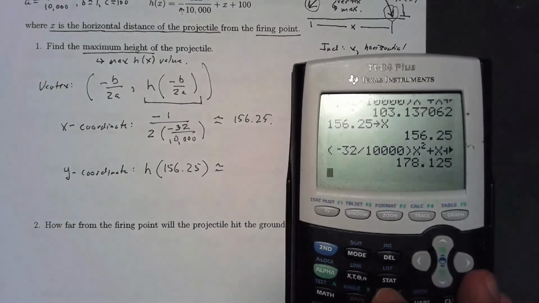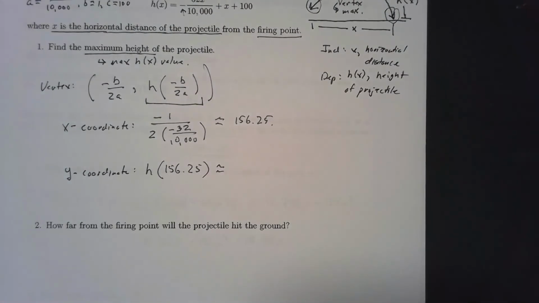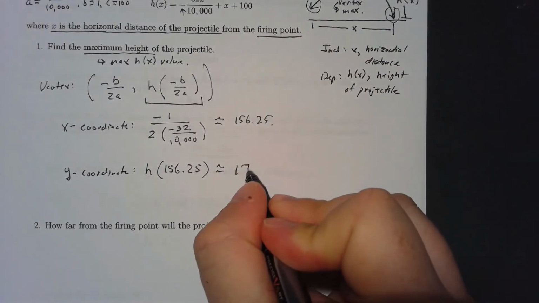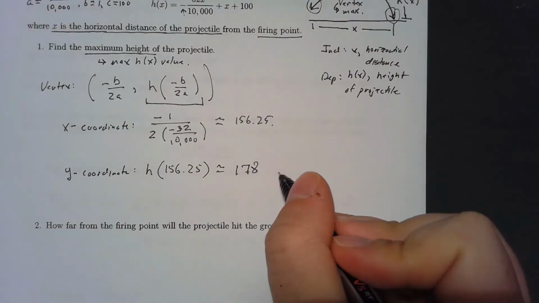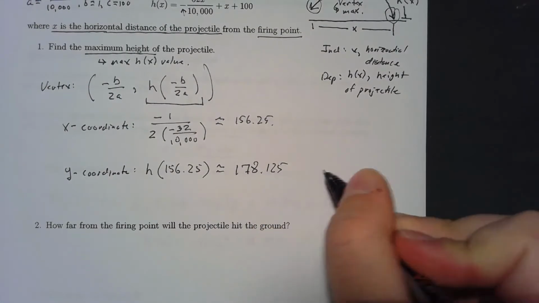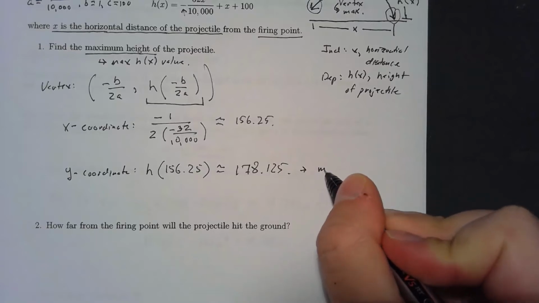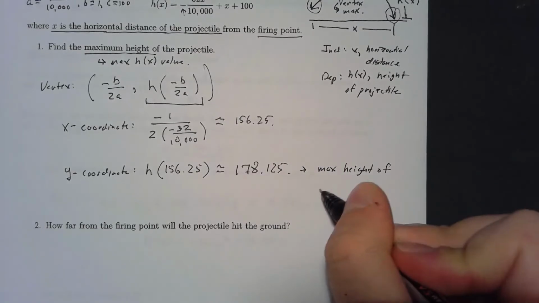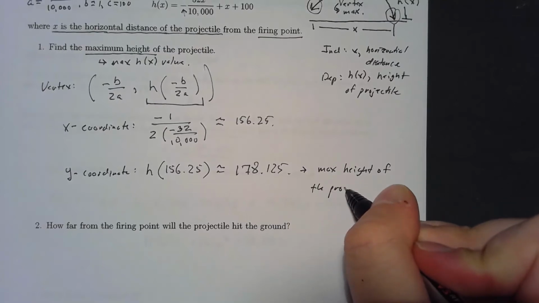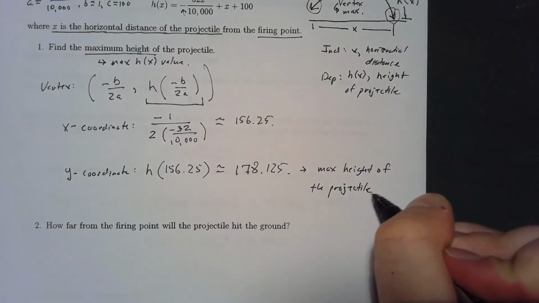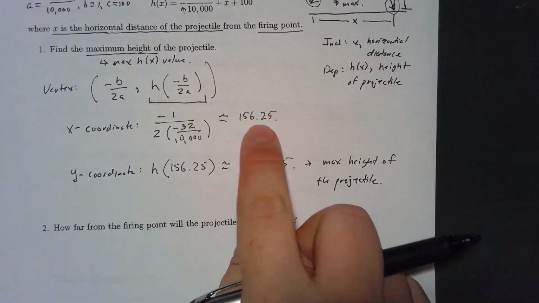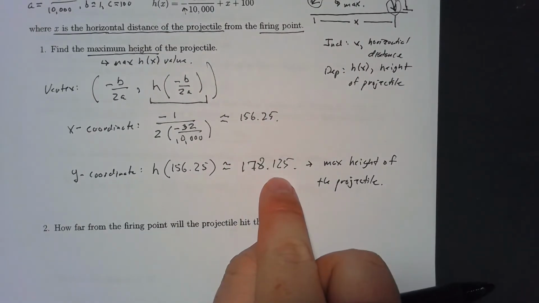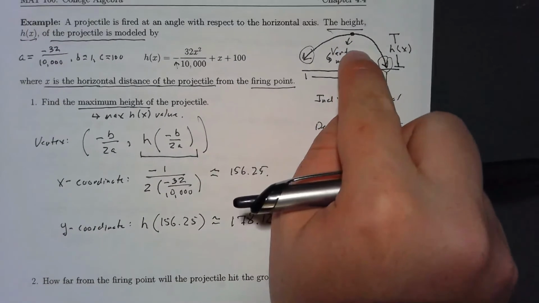So 178.125 is the maximum height of the projectile. In other words, this ordered pair, 156.25, 178.125, is the vertex of this quadratic model.